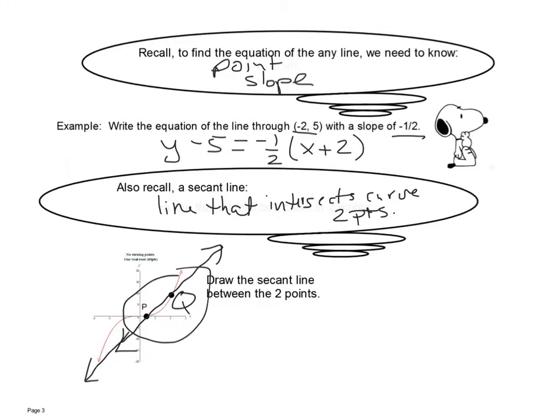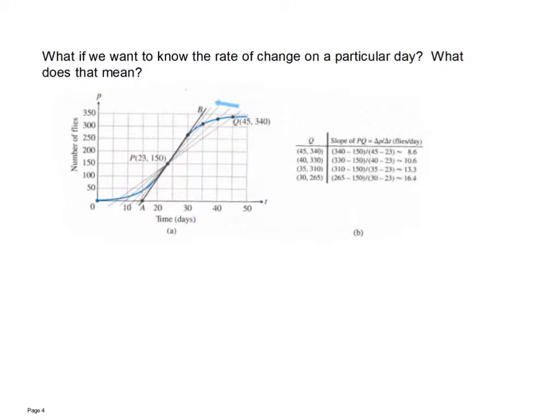All right, now, what if we go back to our fruit fly problem that we were talking about earlier, and we want to find the rate of change on a particular day? Well, we only know how to find slope or rate of change between 2 points, so we are going to use that idea. We found it between P and Q, and here it is, right there, 8.6. We did that already. And if I move Q a little closer, and I say let's go to 40 days, between 23 and 40 days, it's a little bit steeper. And here's the slope, it's over here in this table.